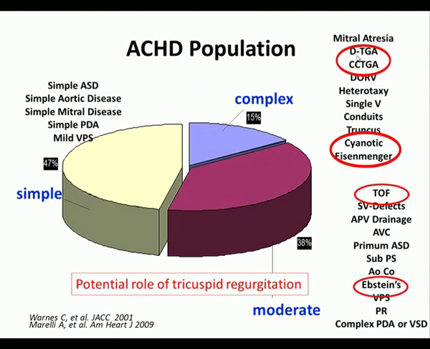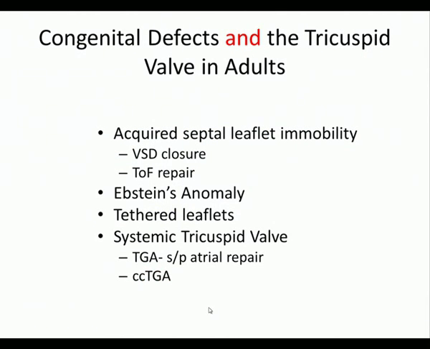But then when the tricuspid valve is in the systemic position, such as in transposition that has had an atrial level repair, or in corrected transposition that's had a physiologic repair, the tricuspid valve is the left-sided AV valve in these patients. And so these kinds of lesions actually generate a tremendous amount of morbidity. And so you have to have a pretty good understanding of how you're going to manage them.